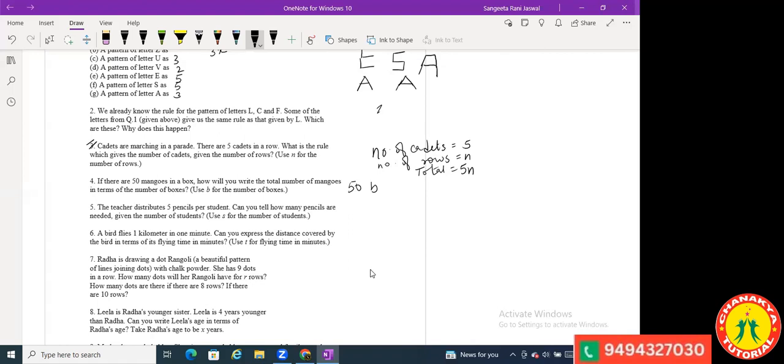I'll just read out the question for you. A teacher distributes 5 pencils per student. Can you tell how many pencils are needed, given the number of students to be S? Okay, number of students is given to be S, and each student is getting 5 pencils. So write it in a proper statement form as you would write for your exam. That way I want to see. Okay.